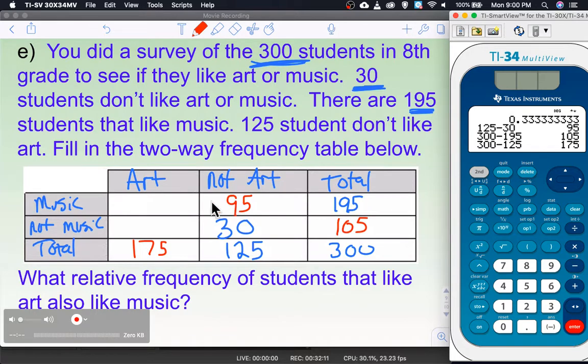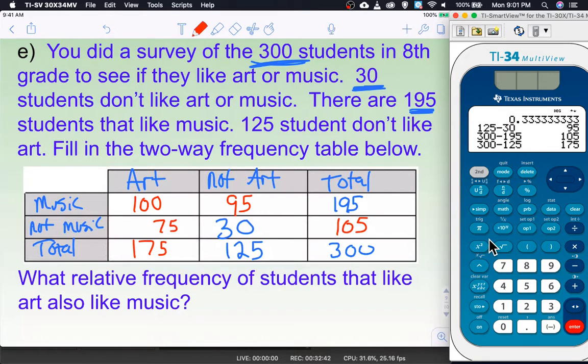I have the other two. I know that this is going to be a 100 because 100 plus 95 is 195. I can do that subtraction in my head. Here, this is going to be a 75 for two reasons now. One is this math. 100 plus 75 is 175. But also this math here. 75 plus 30 is 105. So my numbers match up left, right, up, down, everywhere. They all work together.